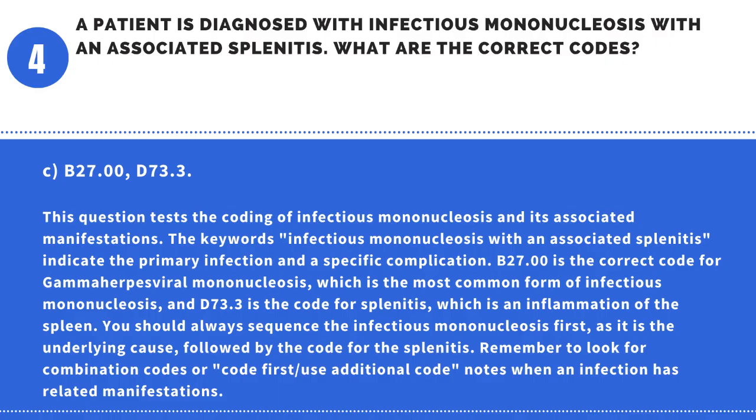You should always sequence the infectious mononucleosis first, as it is the underlying cause, followed by the code for the splenitis. Remember to look for combination codes or code first / use additional code notes when an infection has related manifestations.